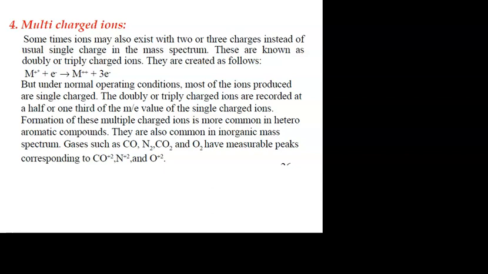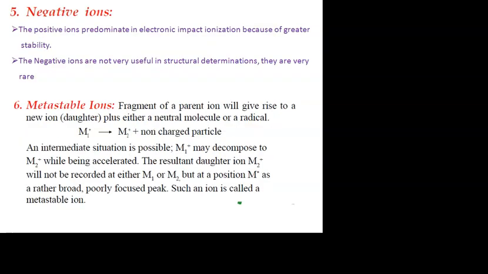Then multi-charged ions. In the fragmentation process, there might be a chance of having more than one charge. For example, M plus, losing an electron, gives M plus plus. So there is formation of M plus plus, meaning a double plus charge on the molecule. When these kinds of ions are formed, they are called multi-charged ions. Then negative ions. These generally do not form but may be produced. They are very rare, and they carry a negative charge.